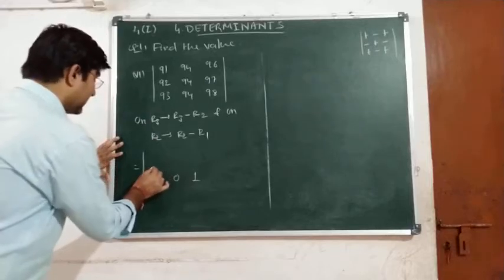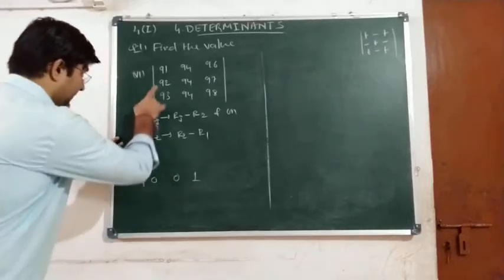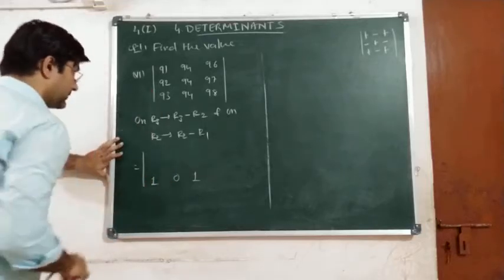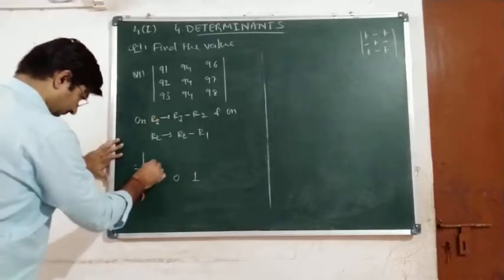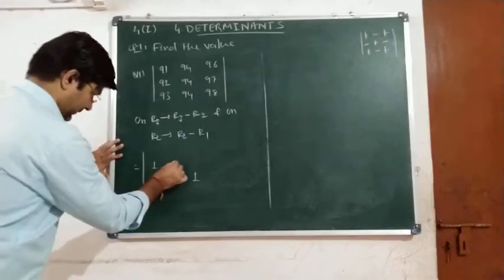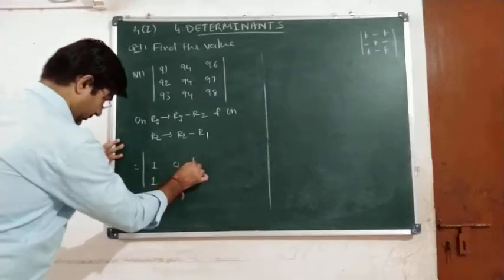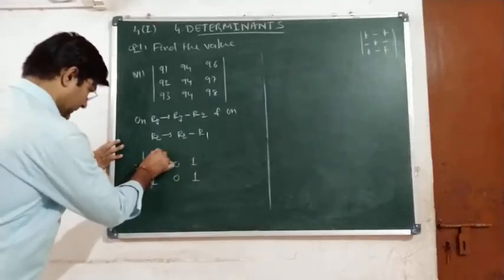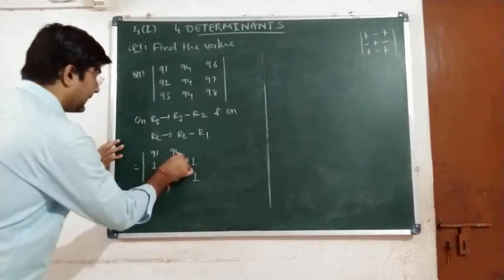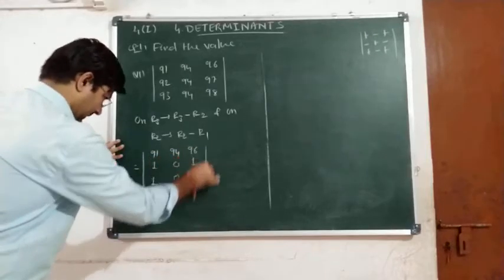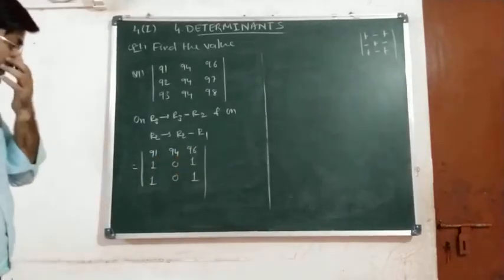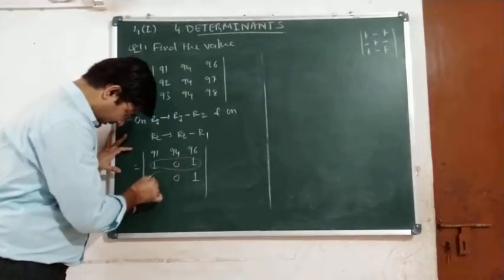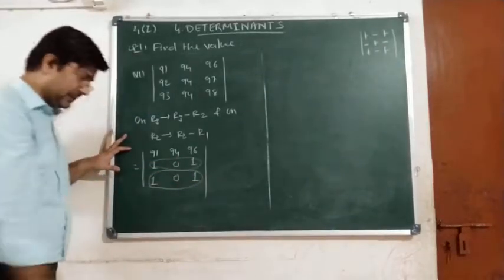Similarly 90. Okay, here 93 minus 92 is 1. That is a mistake. Okay, here it is okay. Again 92 minus 91, 1, 0, 1. Clear? And then we have 91, 94 and 96. Okay, now you notice that the second row and the third row are identical.